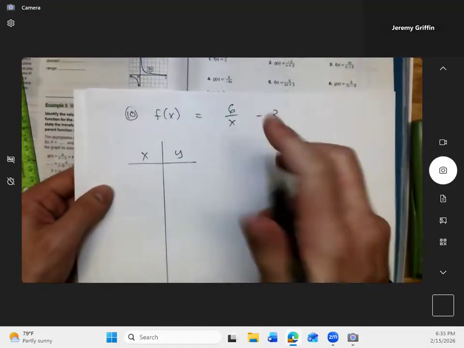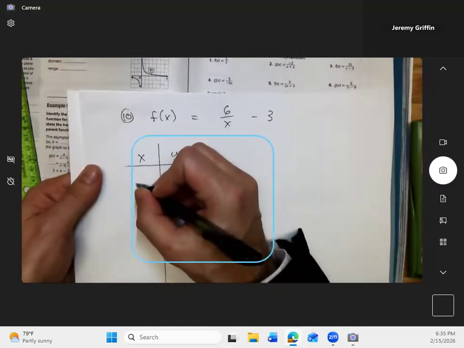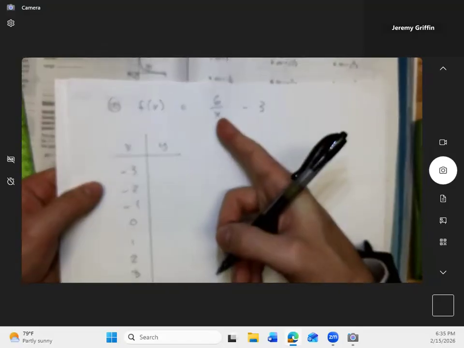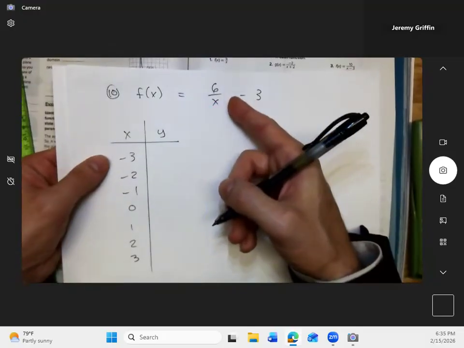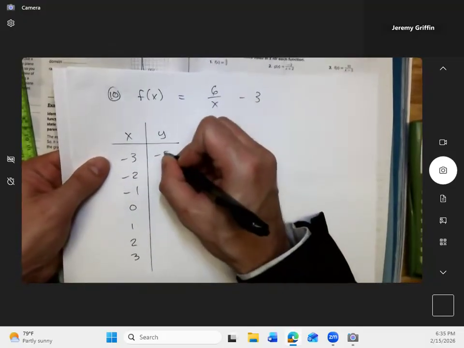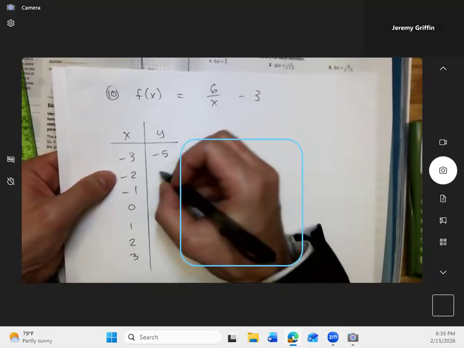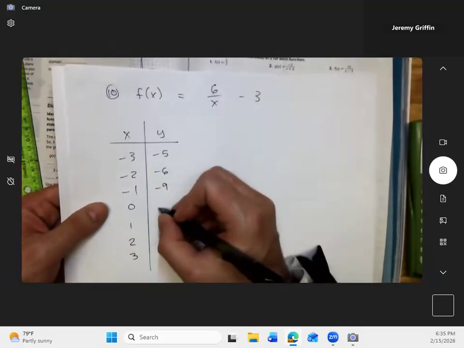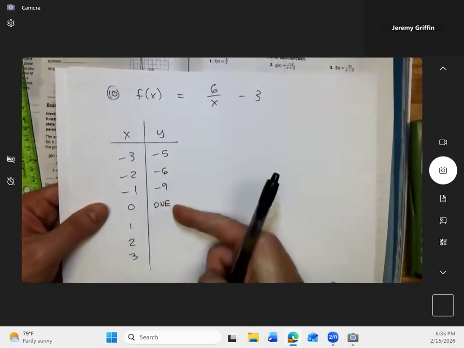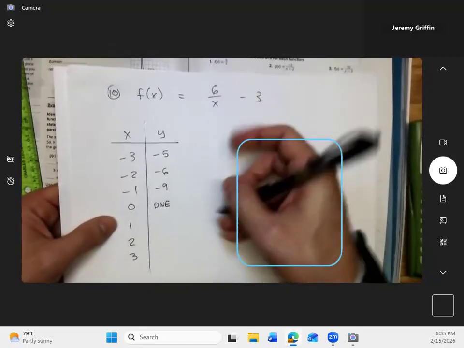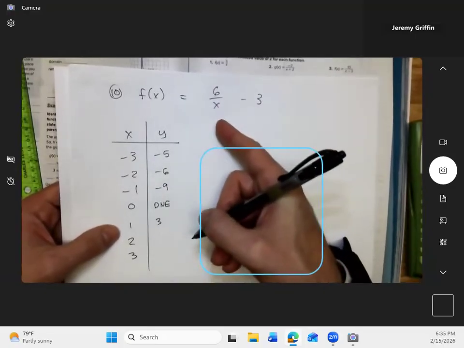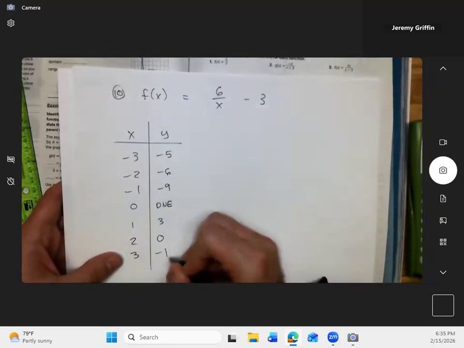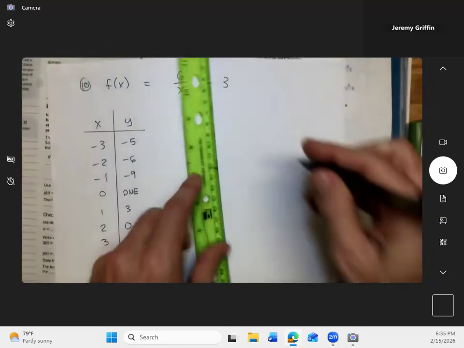Now I know x is not allowed to equal 0. Let's go negative 3, negative 2, negative 1, 0, 1, 2, 3. So if I plug in negative 3, we don't even need to calculate for this. 6 divided by negative 3 is negative 2. Minus 3 is negative 5. 6 over negative 2 is negative 3. Minus 3 is negative 6. 6 over negative 1 is negative 6. Minus 3 is negative 9. 6 over 0 does not exist. There's your vertical asymptote. 6 over 1 is 6. Minus 3 is 3. 6 over 2 is 3. Minus 3 is 0. 6 over 3 is 2. Minus 3 is negative 1. Interesting set of points.